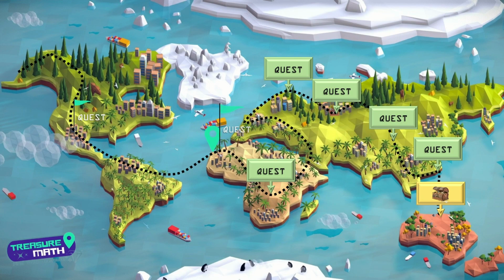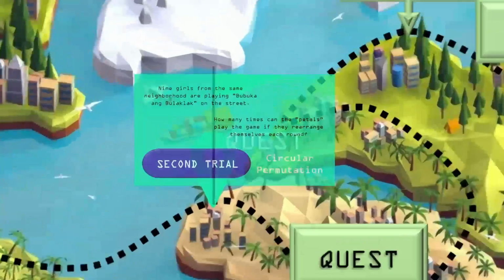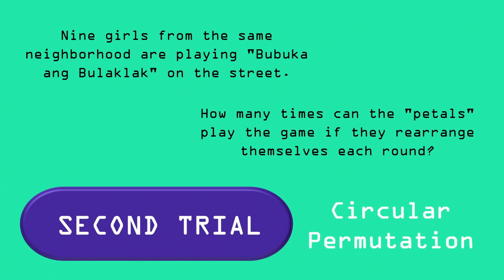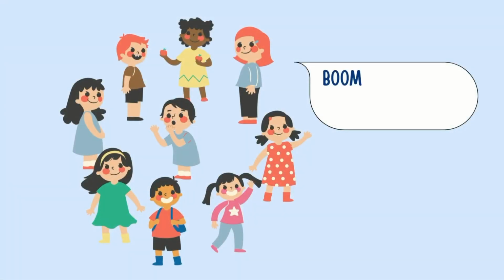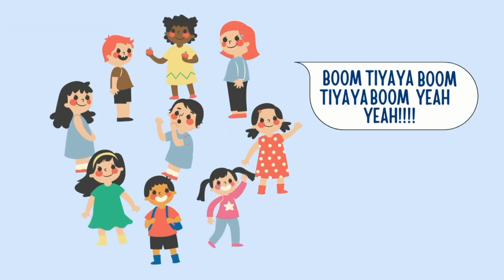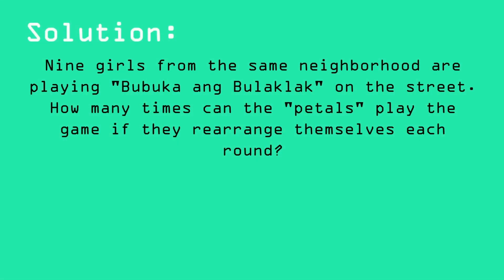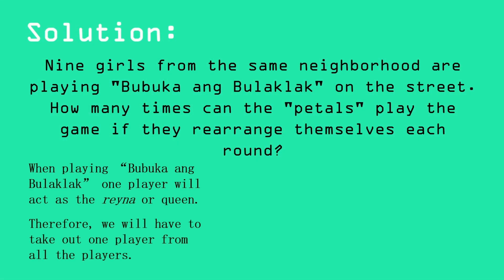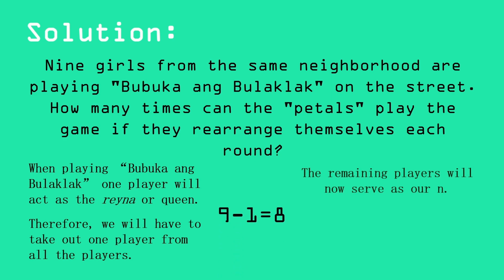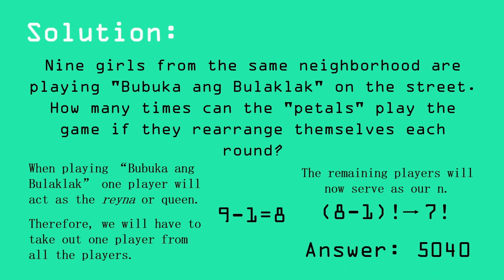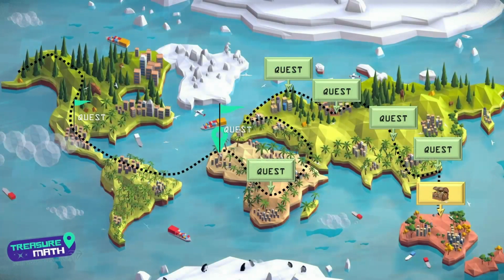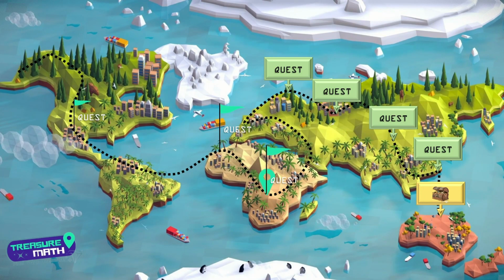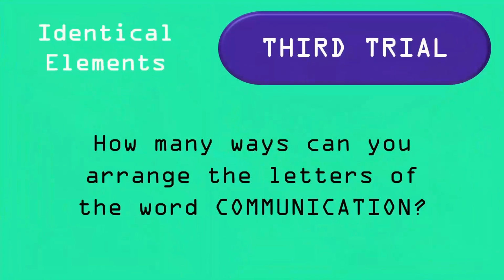Second trial. 9 girls from the same neighborhood are playing Bubuka ang Bulaklak on the street. How many times can the petals play the game if they rearrange themselves each round? Using the circular permutation formula, the answer is 5,040. Nice! You got it! Good job! Now, let's open the third quest. Are you guys excited? Third trial.